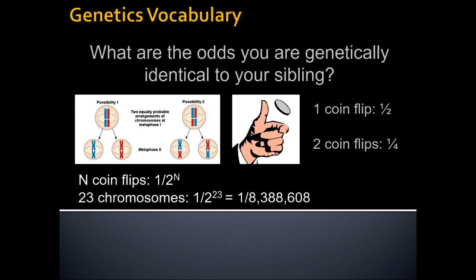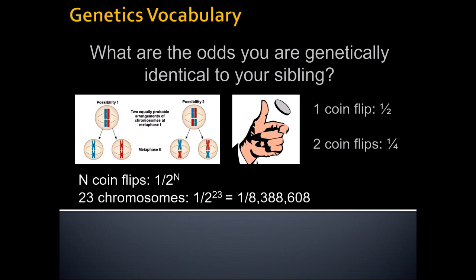Now, since humans have 23 chromosomes, every time one of those chromosomes independently assorts, it's again like flipping a coin, like 50-50. And so with 23 pairs of chromosomes, we have a 1 out of 2 to the 23rd power chance of having the same series of assortments when we're assorting the chromosomes. And if we do that math and extend that, it's a little bit over 1 out of 8 million.